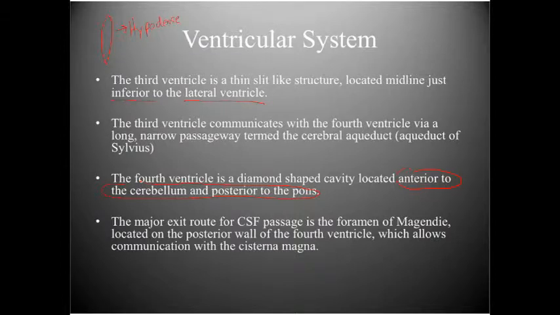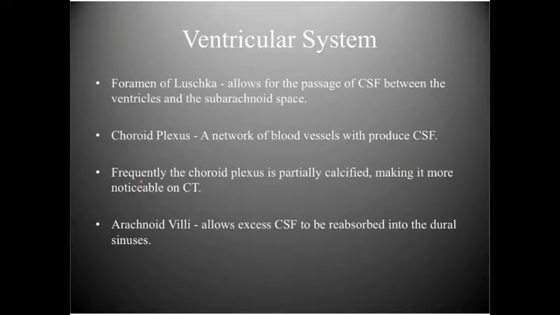The major exit route for cerebrospinal fluid passage is the foramen of Magendie, located on the posterior wall of the fourth ventricle, which allows communication with the cisterna magna. Also, we have the foramen of Luschka, which allows for the passage of CSF between the ventricles and subarachnoid space. So definitely know what this is and what it does.